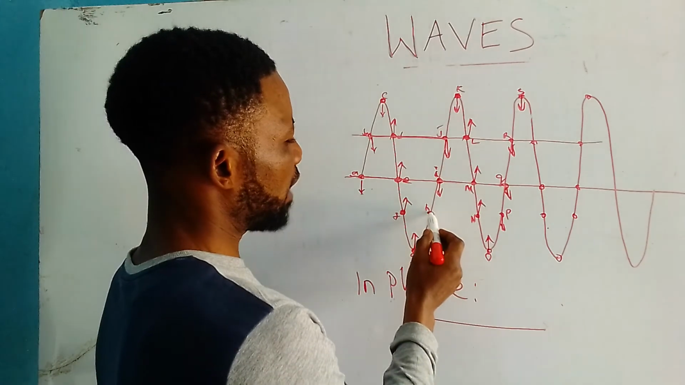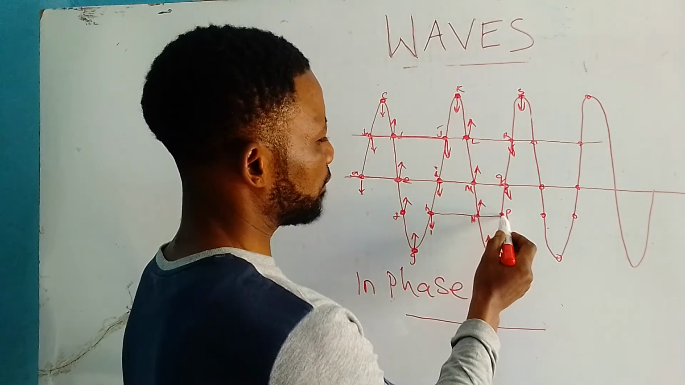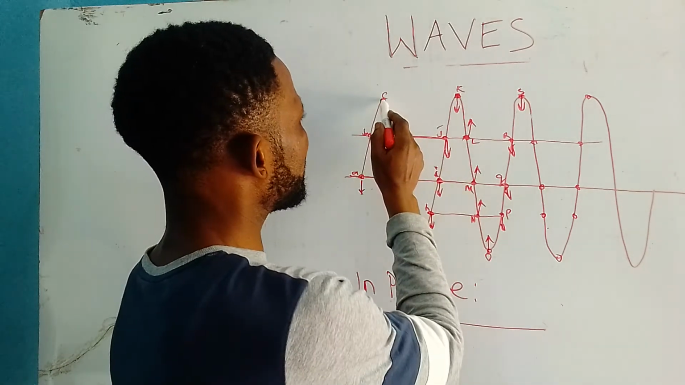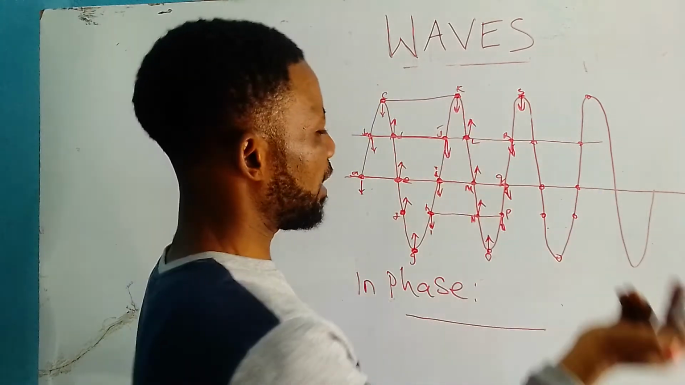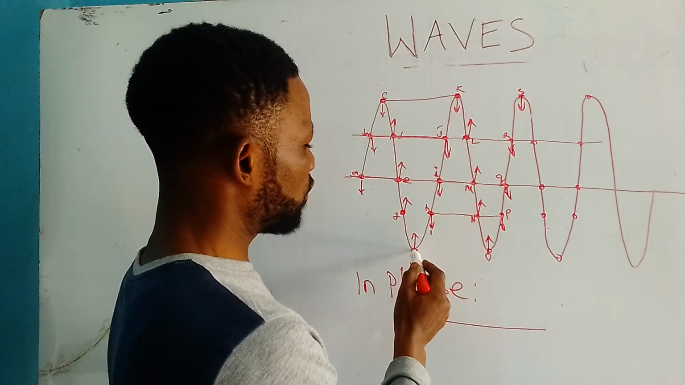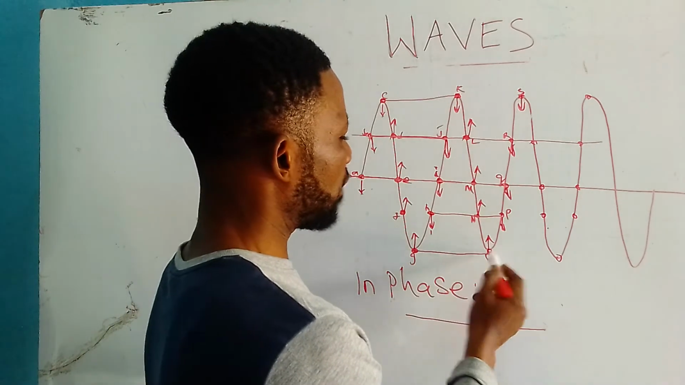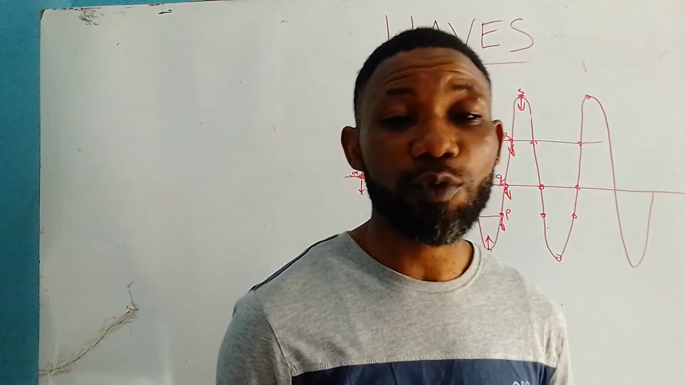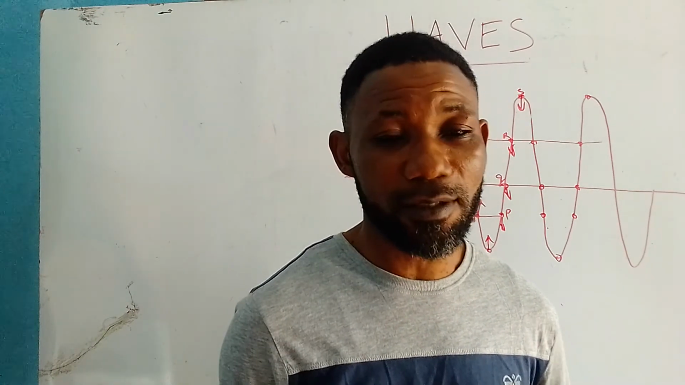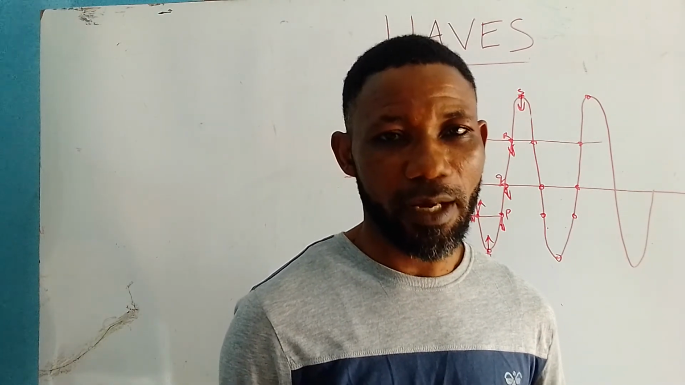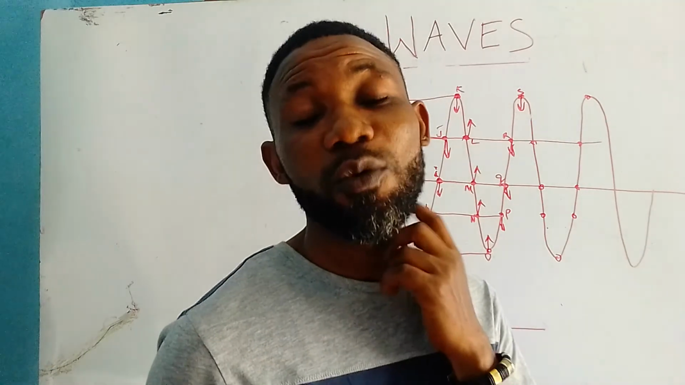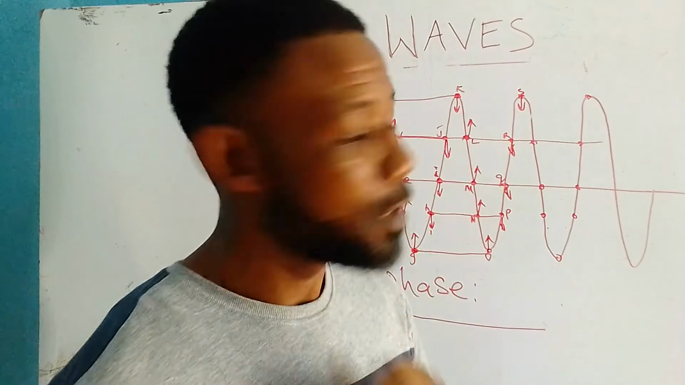The distance between H and P is a wavelength. The distance between C and K is a wavelength. The distance between G and O is a wavelength. A wavelength is also the distance between any two successive particles moving in phase, any two successive particles which are in phase.